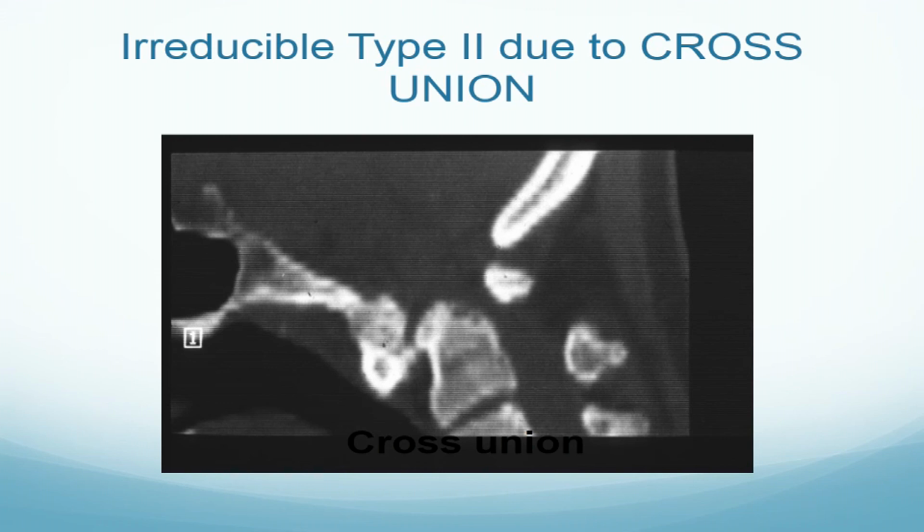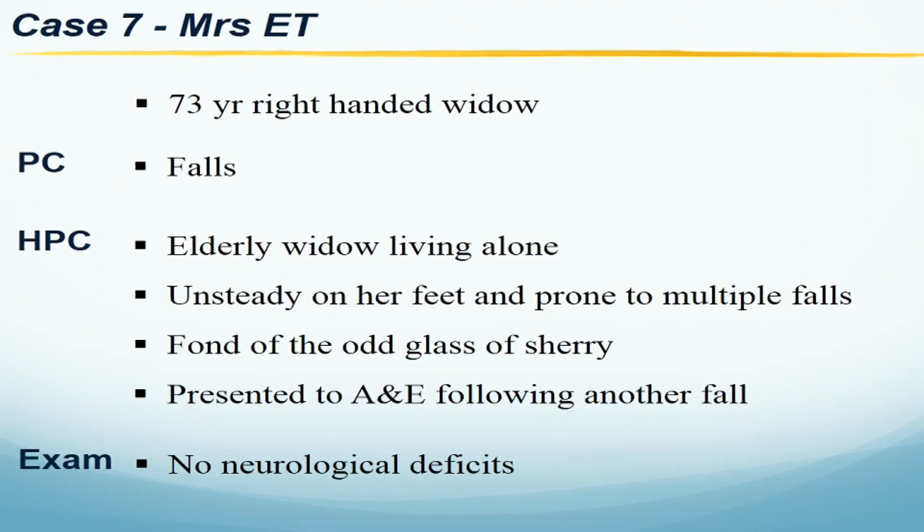This is a fixed union, a cross union. That needs decompression. And there's no amount of spacers that will be put in the back, as in yesterday's talks, that will lift that up. It's a cross union and it's solid. It needs a ventral decompression. Okay, just very quickly.